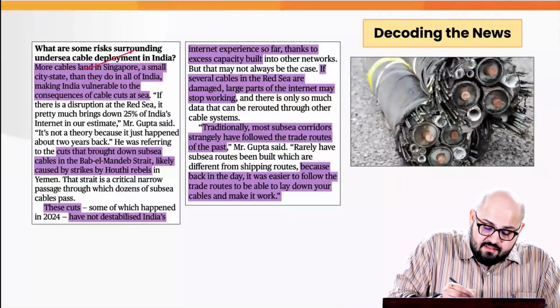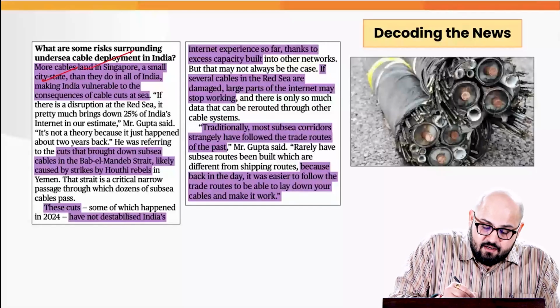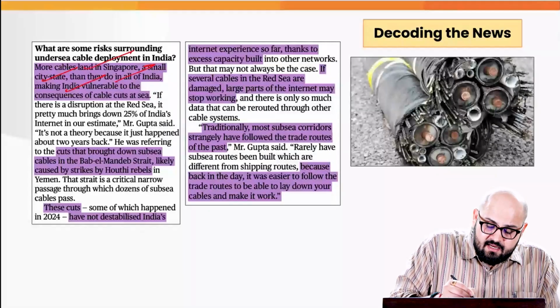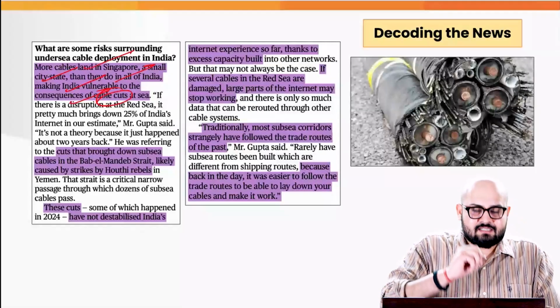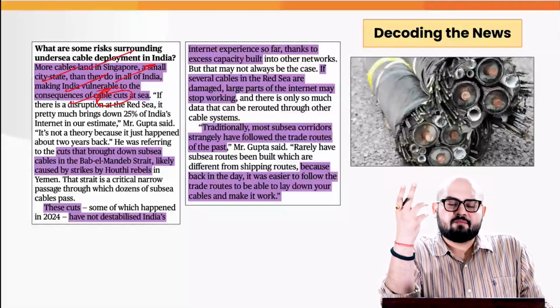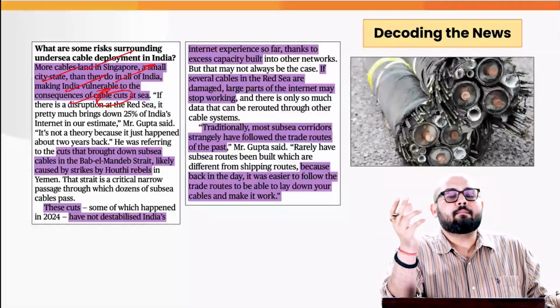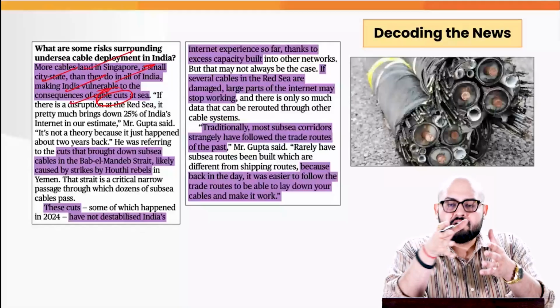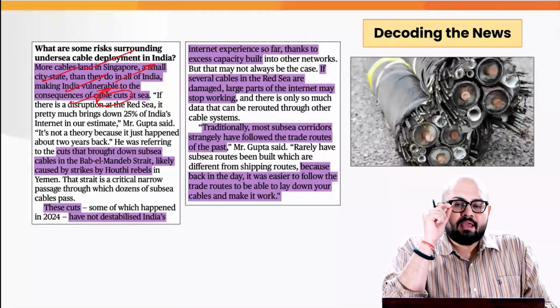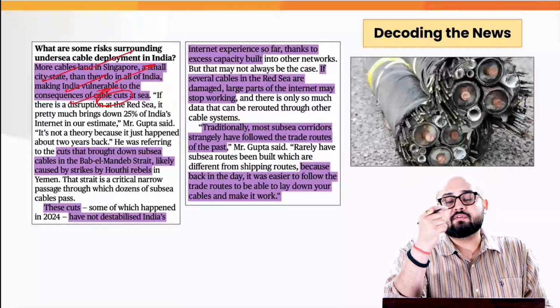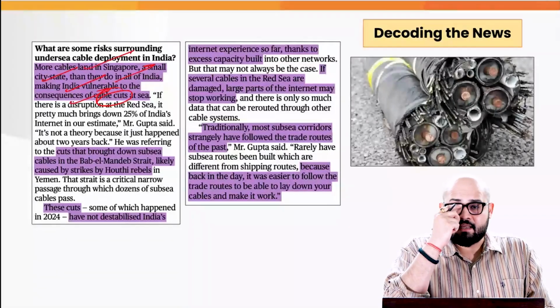More cables land in Singapore, a small city state, than they do in all of India, making India vulnerable to the consequence of cable cuts at sea. Singapore is a financial center, right? And therefore, more number of cables are basically laid to Singapore. Now, India has less number of cables. Obviously, it increases its vulnerability.